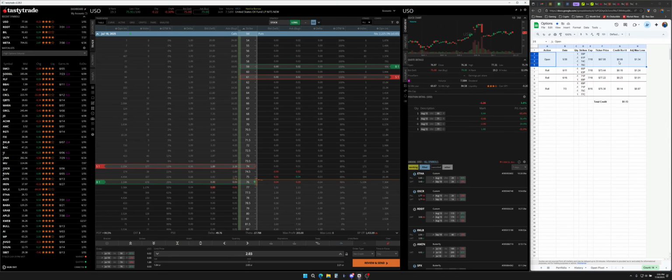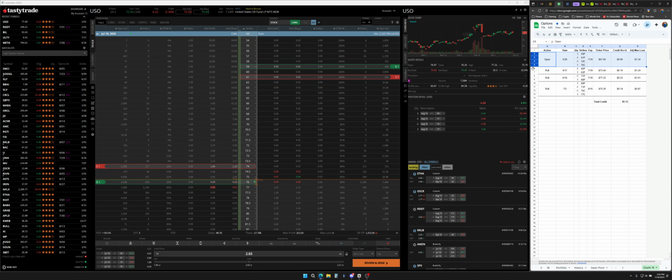So when I opened this, I received a credit of 66 cents, which is what I like to see when I open a trade. I like to see it around a third of the width of the strikes. So it's in line. That makes my max loss $1.34: $2 minus 66 cents.